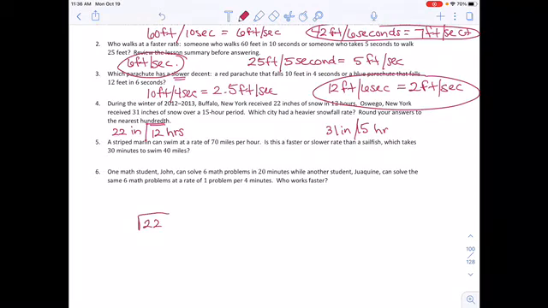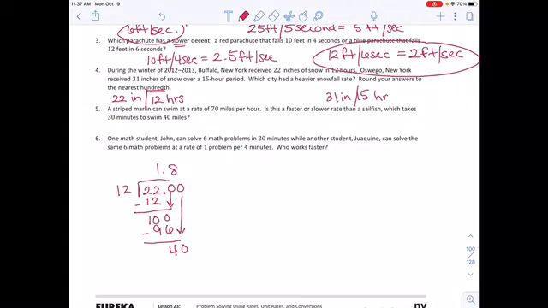So I have to do 22 inches divided by 12 hours. Well, I know 12 times 2 is 24, so that's too much. So I have to do 12 times 1. 22 minus 12 is 10, decimal point 0. 12 times 8 is close to 100. 12 times 8 is 96. And then 100 minus 96, I get a remainder of 4.